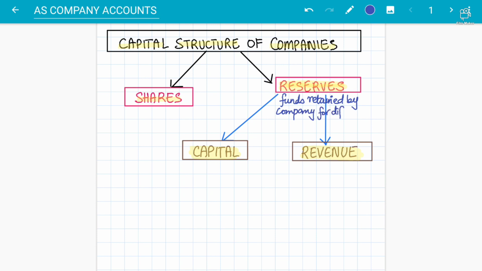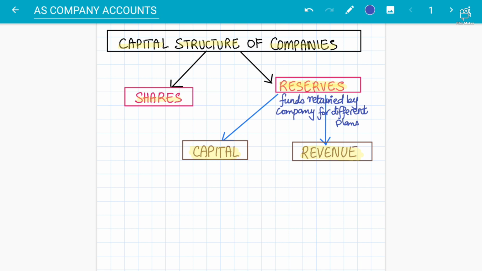And what can be those purposes? Maybe it can be to strengthen the financial position for future prospects. There can be future prospects of the company, they need to make profits from there, and it can be for future expansion plans. So these are the funds that they retain, they keep in the business for the future purpose. It could be to improve the financial position as well.